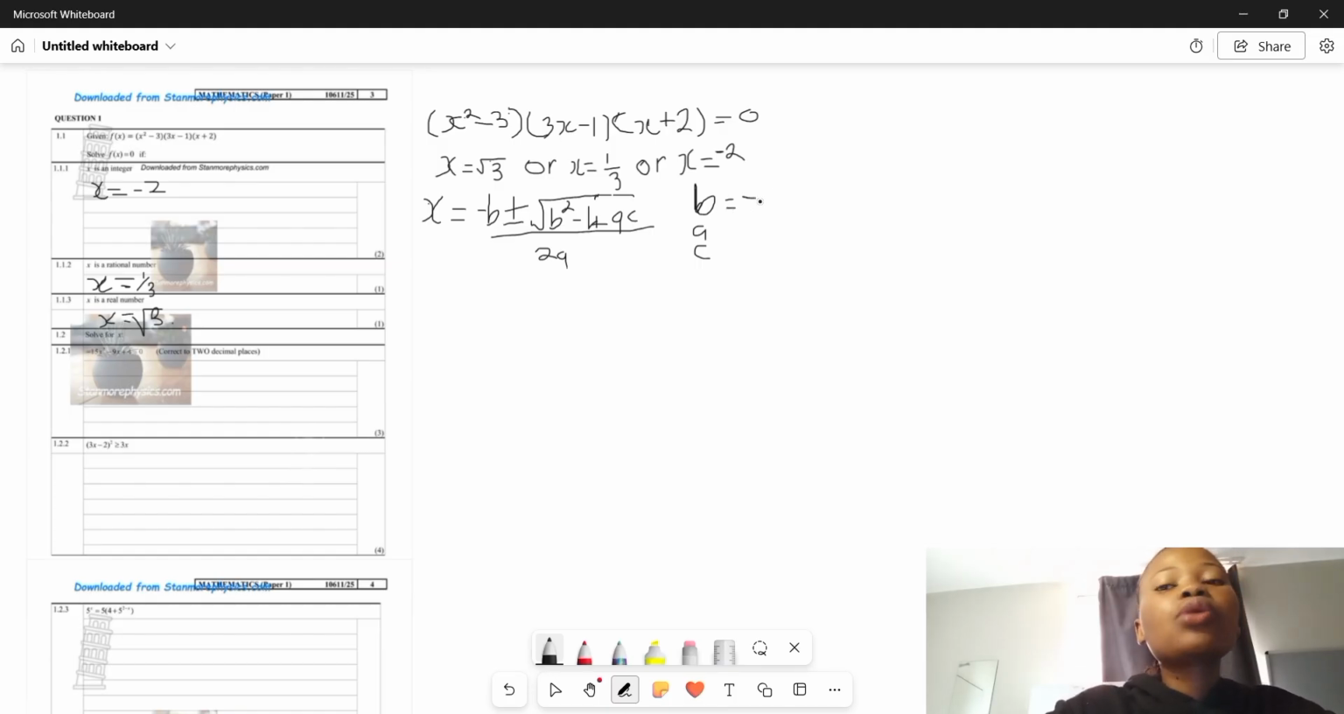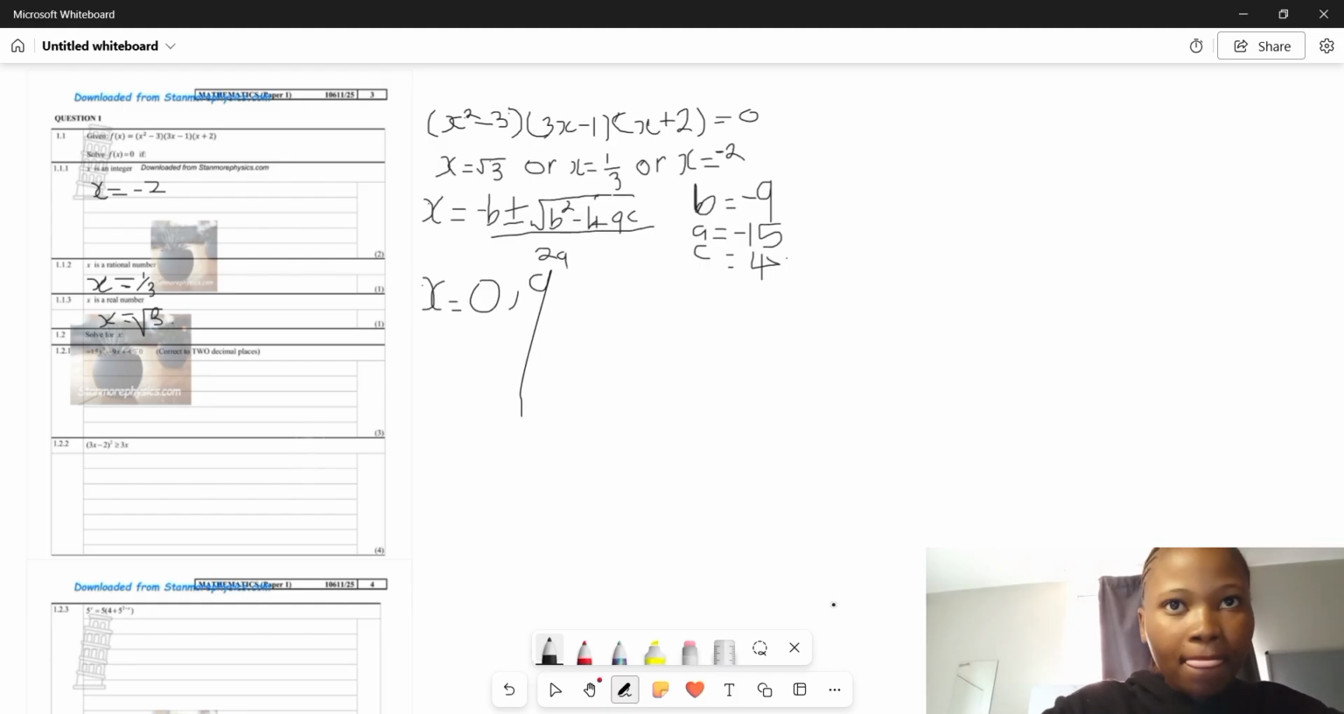Now you have to know what is your b, what is your a, and what is your c. Let's write them real quick. B is equal to negative 9. It's not 9, it's negative 9, all right? And your a is going to be negative 15, and for your c, we have positive 4. After this, you're going to substitute everything into the equation.